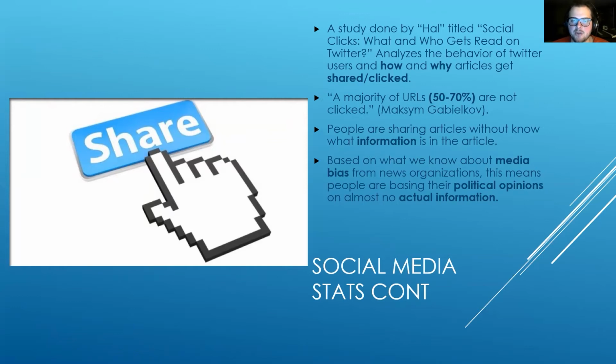One of the more interesting things that I found in this study was that a majority of URLs, 50 to 70%, are not clicked before they're shared. What that means is people are reading headlines and looking at the picture and then sharing the article 50 to 70% of the time. That's really alarming. That means that people are getting their news from these articles and they're not even reading what's inside the article before sharing it with other people. Based on what we know about media bias from news organizations, this means people are basing their political opinions on almost no actual information. It's alarming.